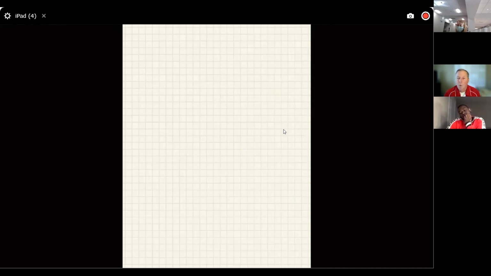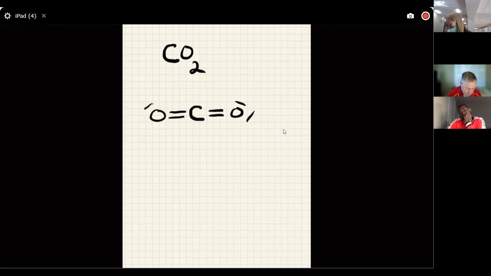Now, I'm going to draw for you carbon dioxide, CO2. Don't worry about how I got this structure. But let me just show you something about bond vectors and molecular vectors. So here's the Lewis structure for carbon dioxide. Carbon dioxide is linear. This angle, the carbon, oxygen, oxygen is 180 degrees.